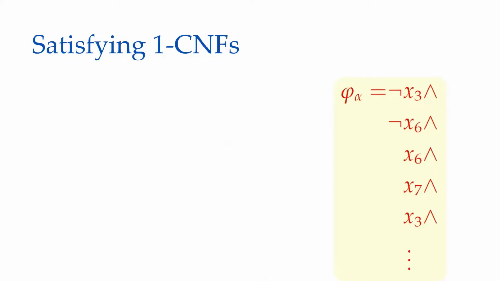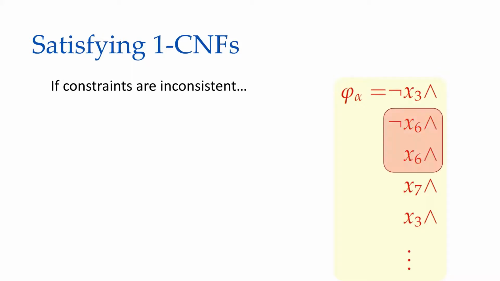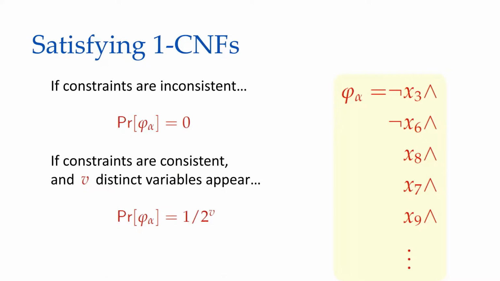If we have a 1CNF, to satisfy it we just need to simultaneously satisfy a list of unary constraints. Either these constraints are inconsistent, that is, we need to satisfy both a variable and its negation, and we can say the formula is unsatisfiable, or the constraints have literals coming from different variables. And in this case, the fraction of satisfying assignments is going to be equal to some power of 2 we can compute given by this formula on the screen. And this holds just because if we take a uniform random assignment to the variables, each constraint will be satisfied independently with probability 1/2, and there are v distinct constraints.